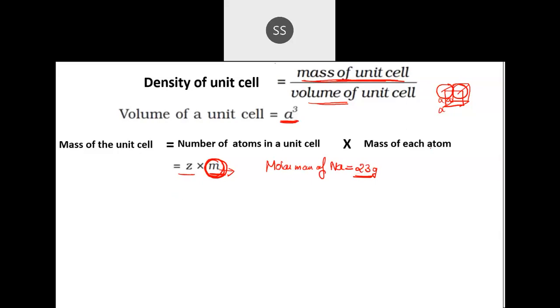So if I want mass of one atom, what should I do? Because here we want mass of one atom, correct? Molar mass means you are having 1 mole of atoms present. So now if I want mass of one atom, what should I do for this? I should multiply or divide by Avogadro number.